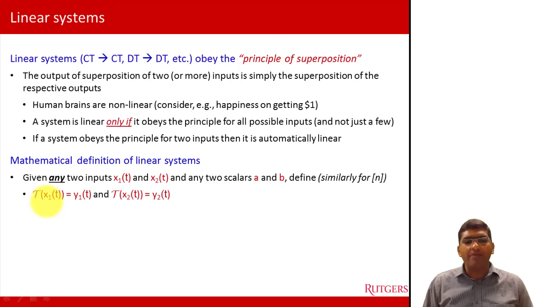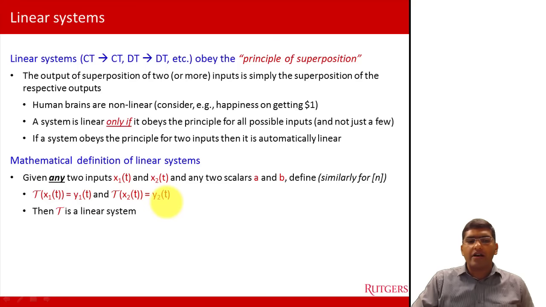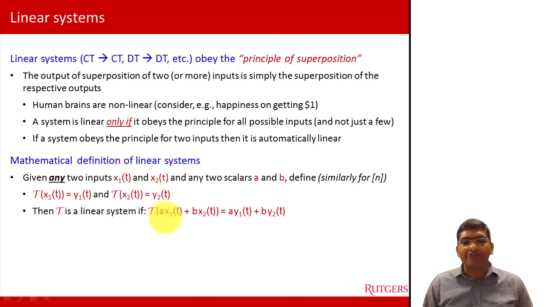Let's assume that when I input x1(t), the system generates output y1(t). And let's assume that when I input x2(t), the system generates output y2(t). The system is linear. Now, if instead of inputting x1(t) and x2(t) separately, I multiply them with two scalar numbers, and then I add the two, and I input that scalar linear combination, the output is simply the linear combination of the respective outputs. That's the principle of superposition.